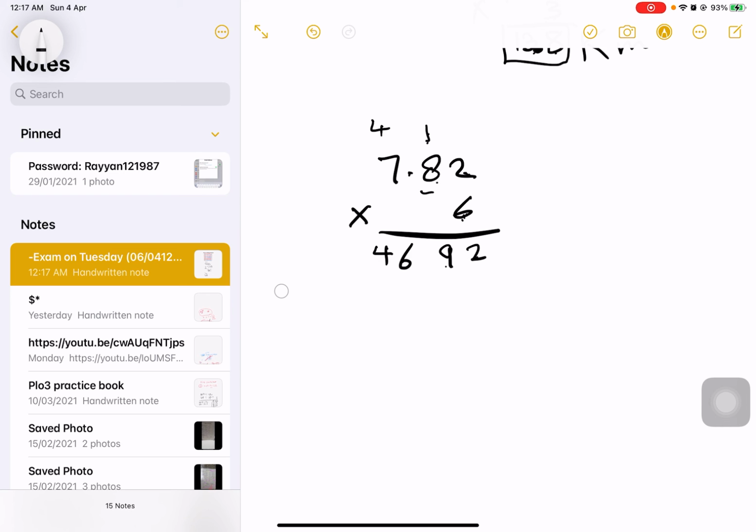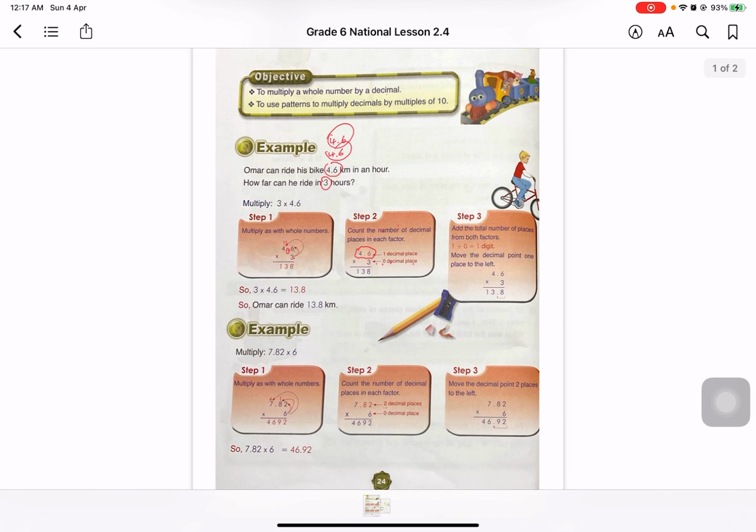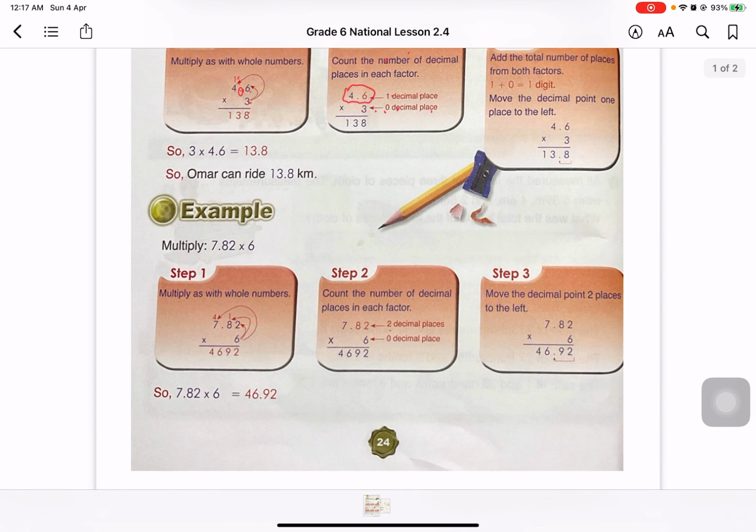Now the decimal after how many places? 2 digits. So I will count 1, 2, then I will put my decimal. So the answer is 46.92. 46.92. Now let's go to the books, and here, how did they solve this question?